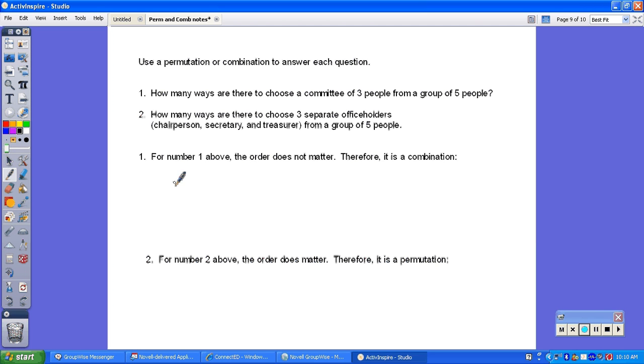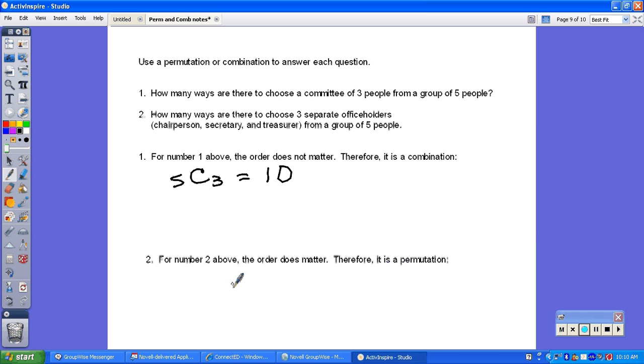So we would be doing 5 people taken 3 at a time. And when you plug that in on your calculator, you should get 10. Okay? And again, you just plug it into the formula that you saw on the previous screen. And so for problem number 2, though, where we're looking at the office holders, the order does matter because you're needing a chairperson, a secretary, and a treasurer, so it really does matter. So this is a permutation.